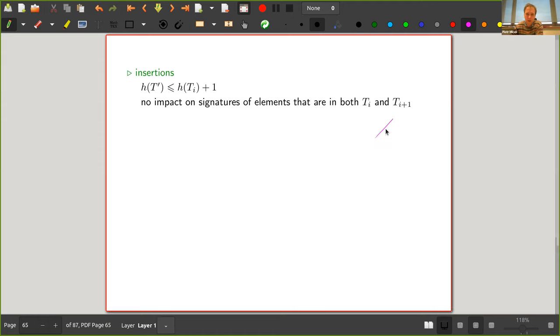We have a binary search tree like this, and then this is T_i, and then we want to introduce some vertices, but because of the chunking property, we actually know that at most one vertex will be attached to each leaf. So it might look like this. So the height of the new tree is at most the height of the old tree plus one. And it has no impact on the signatures of the vertices that were already there, which is important for the transition label. Here the signature didn't change, so the transition will be easy.